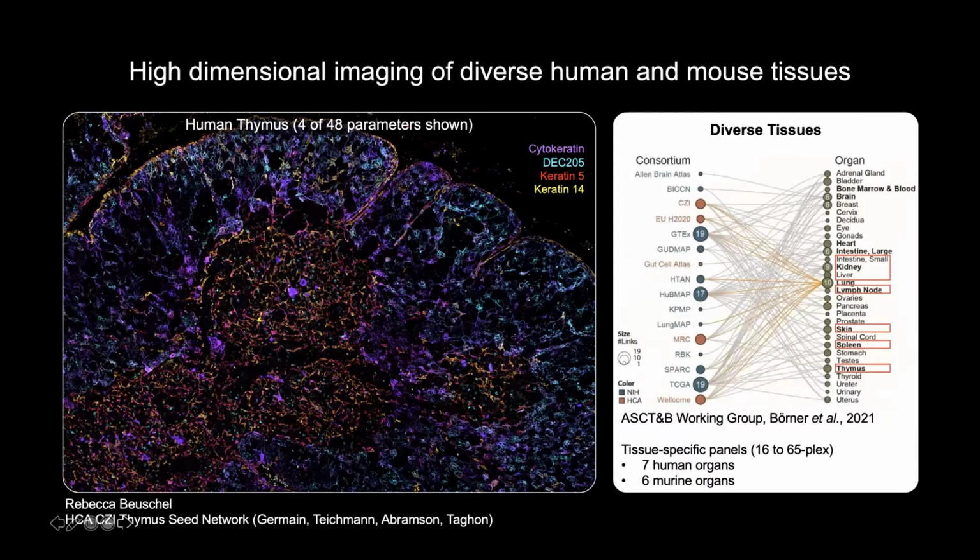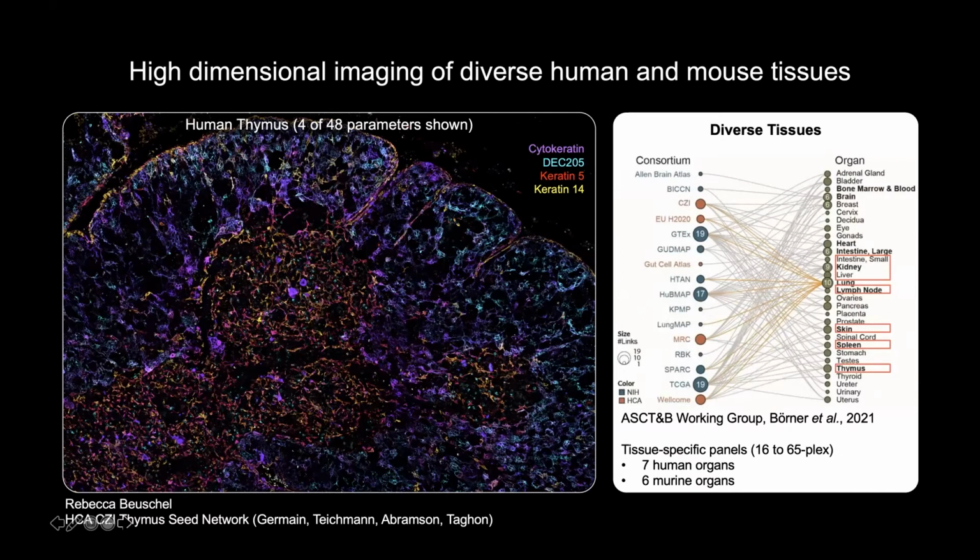And so then, I really like this cartoon that comes from the ASCT&B working group with Kati Borner as a lead author, because it really nicely summarizes all the different consortium and the different tissues. And I just want to use it to highlight that we have 7 human organs that we're characterizing, more and more developing.